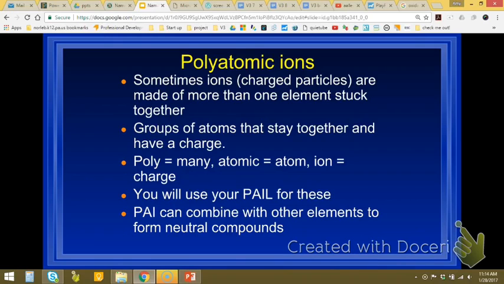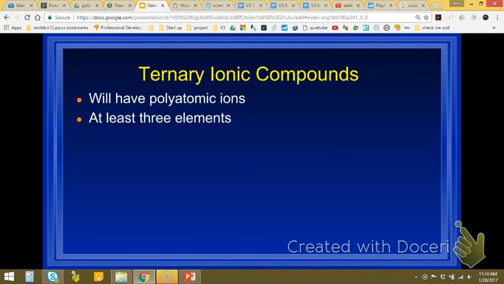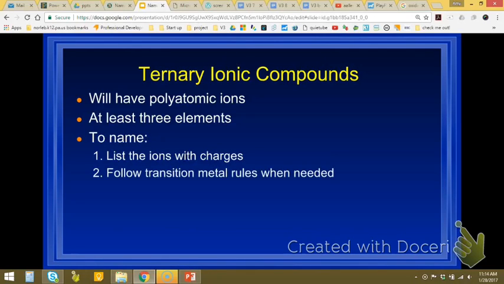Polyatomic ions can combine with other elements to form neutral compounds. These neutral compounds, when we stick a polyatomic ion together with another element, are called ternary ionic compounds. Ternary refers to 3, so these have at least 3 elements in them. To name these, the rules are fairly simple. List the ions with their charges. Follow your transition metal rules when you need to.